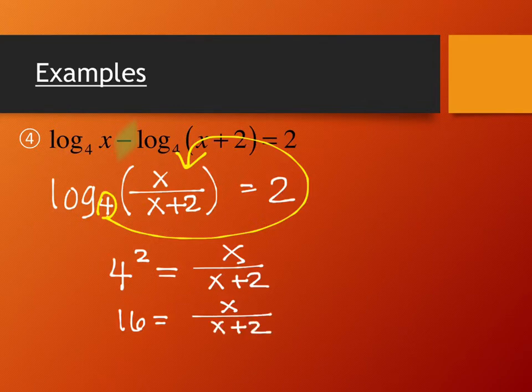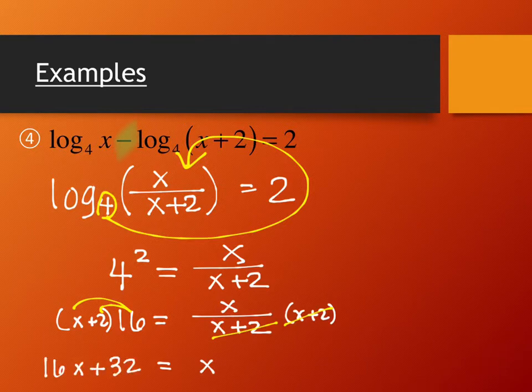What could I do next? Multiply by x plus 2. Yeah, I can multiply by x plus 2. Or if you think about 16 as being 16 over 1, you could think about it as cross multiplication. So on the right side, the x plus 2's cancel, which was the whole point, leaving me with x. And on the left side, I need to distribute the 16. So I have 16x plus 32. Now what?